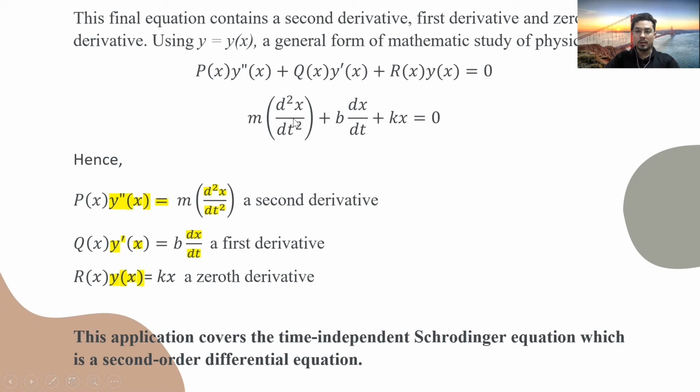Now this is the equation that we have, the equation that has been shown just now. So hence, mass times the second derivative of displacement is a second derivative, b is a first derivative, and kx is a zeroth derivative. This application covers the time-independent Schrödinger equation, which is a second-order differential equation.